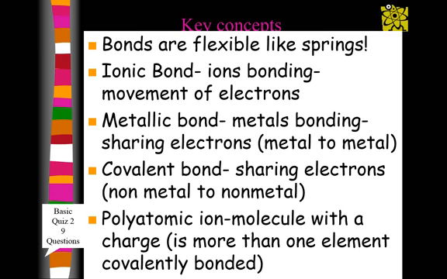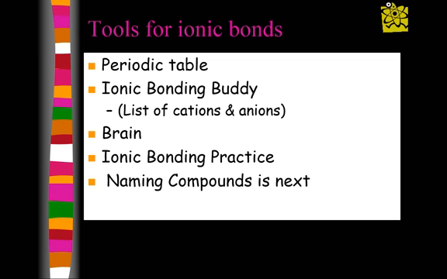Bonds are like flexible springs. Ionic bonds are bonds where electrons are moving back and forth. Metallic bonds are bonds where you're sharing electrons. A polyatomic ion is a molecule with a charge. You can use all these items to help you figure out how to bond these elements and ions together.